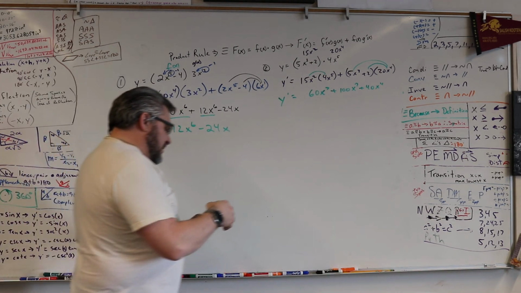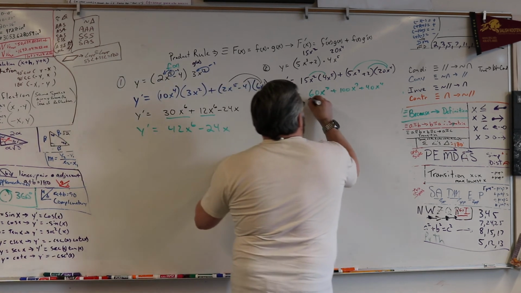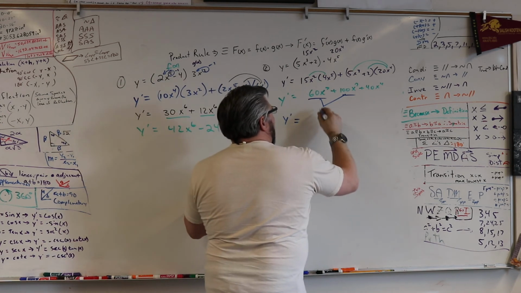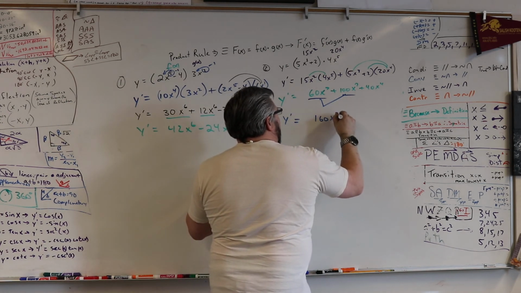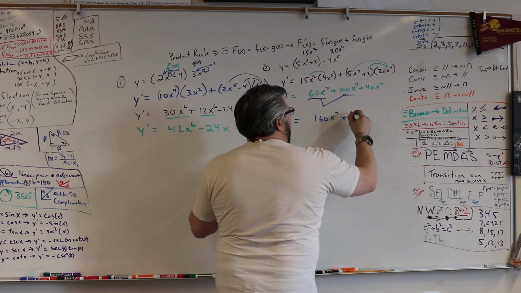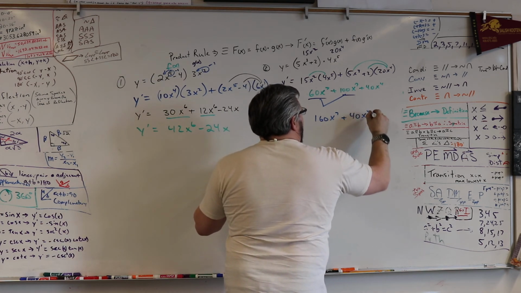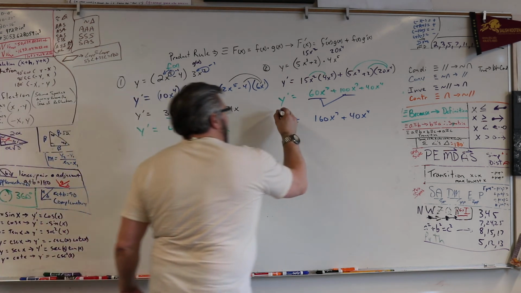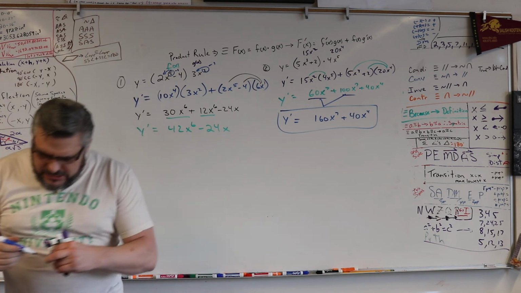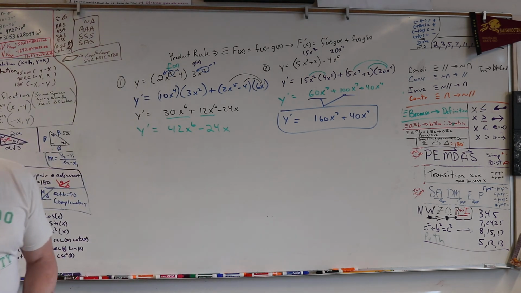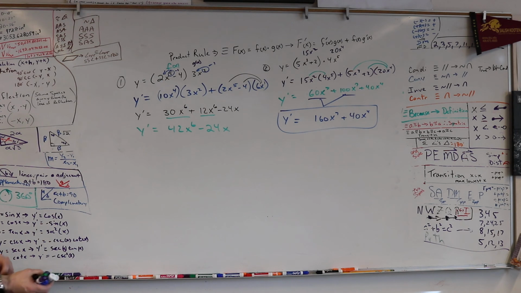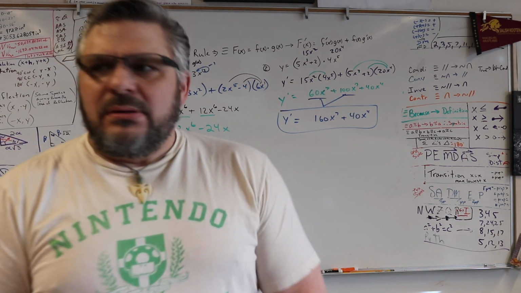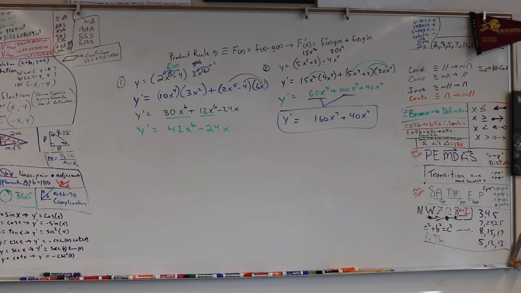All right, and then collect your like terms. So y prime is equal to 160x to the 7th plus 40x to the 4th. Right? And that's your derivative, and then we double check our answer. Make sure we're doing it right. 160x to the 7th, 40x to the 4th. We're good. Make sense? Not too bad, right?